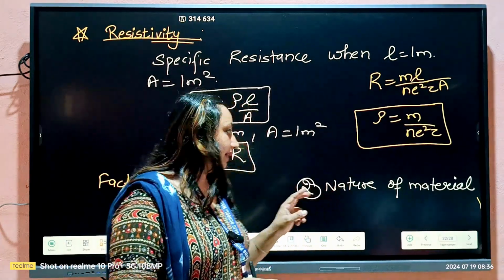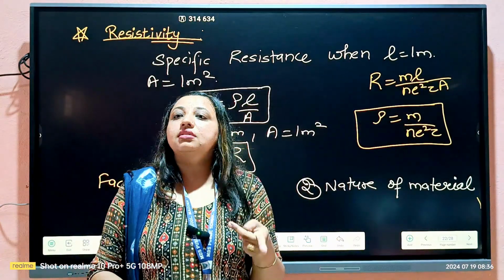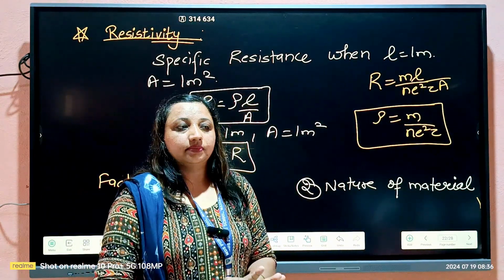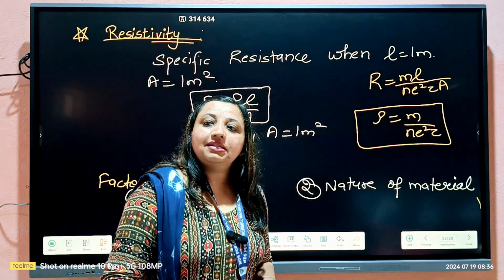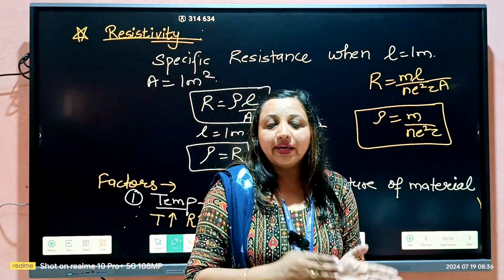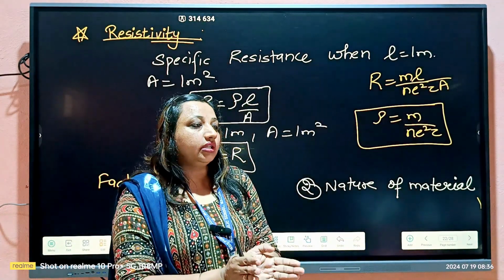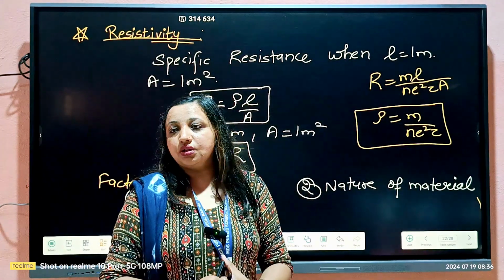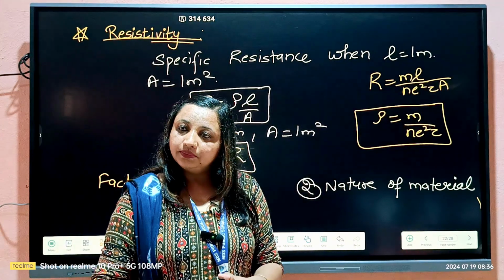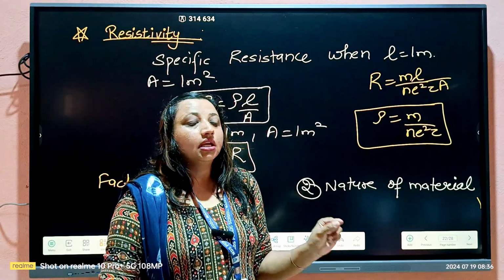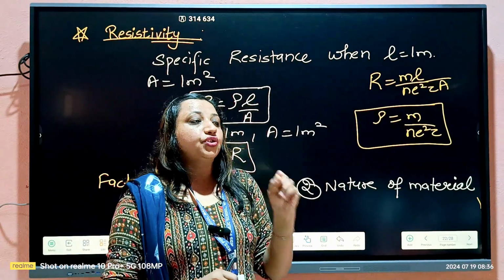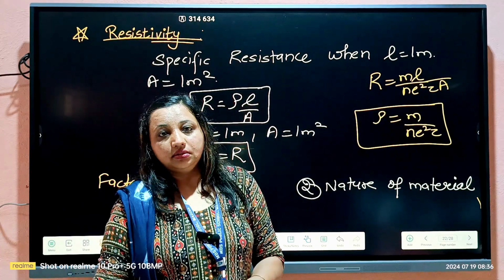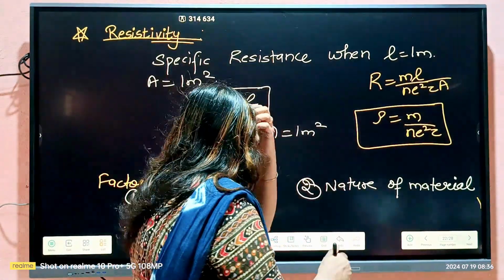Whatever we did for temperature and nature of the material for resistance, the same will happen with resistivity. So resistance depends on the 4 factors, whereas resistivity depends only on the 2 factors, temperature and nature of the material. Done? But remember always one thing, that resistivity doesn't change with length and area, right?